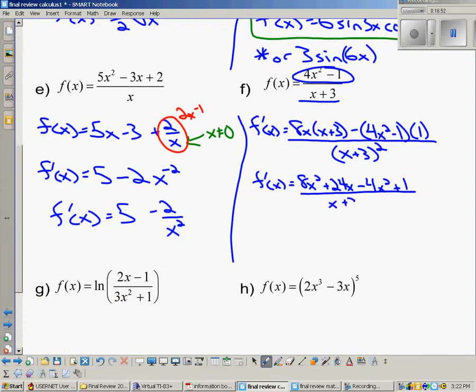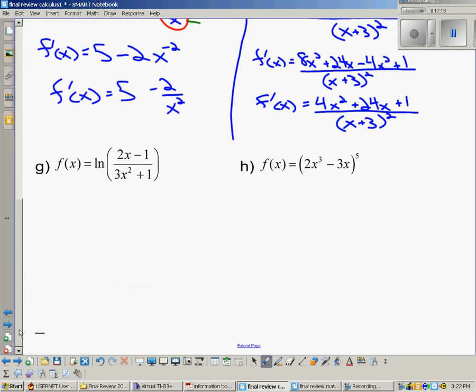Okay, coming back, all over x plus 3 all squared. Okay, put together our like terms, 4x squared plus 24x plus 1 all over x plus 3 all squared. There's nothing we can do to factor the top to try and simplify this, so that's as far as we could take it.